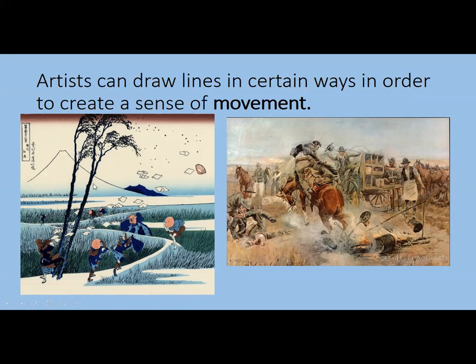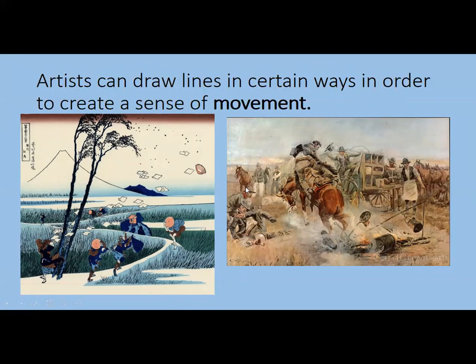This is by an artist named Hokusai that did a whole series of paintings revolving around the sacred Mount Fuji in Japan. And then this image is, I believe, by Charlie Russell.